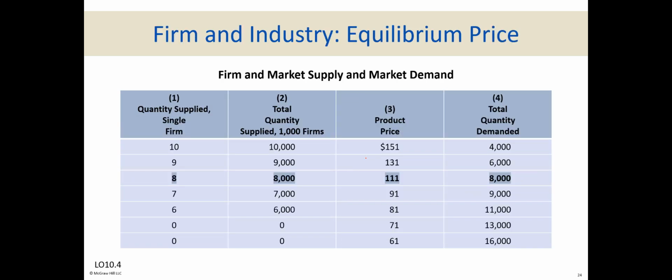And here you can see the firm's market supply and market demand curve. This figure shows how market price is determined. Market price is determined by the quantity demanded in the market and the quantity supplied in the market. And when they are equal, then we will have the product price.